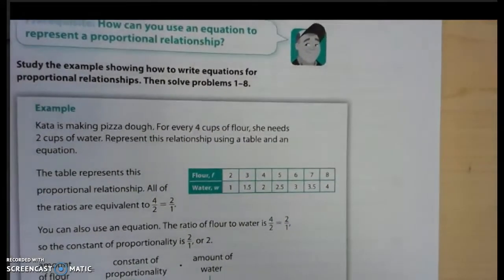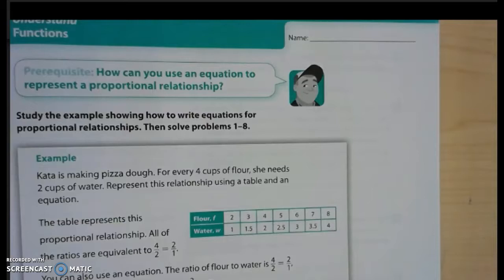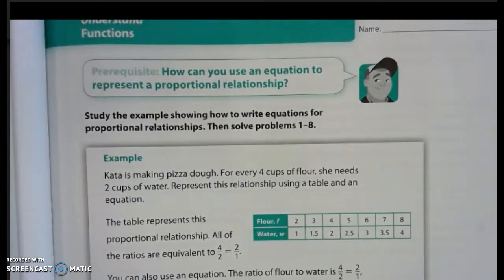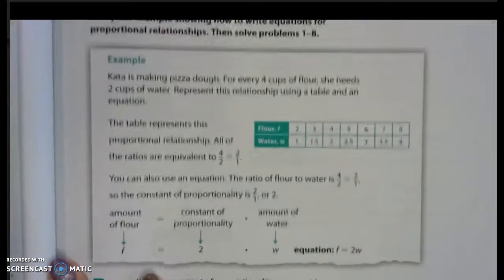Alright, your homework was in the practice book, started on page 65. This is on understanding functions, and this first page was your prerequisite on proportional relationships. You should have talked about those last year. We will come back to them as well later on this unit. Study the examples showing how to write equations for proportional relationships and then solve problems 1 through 8.